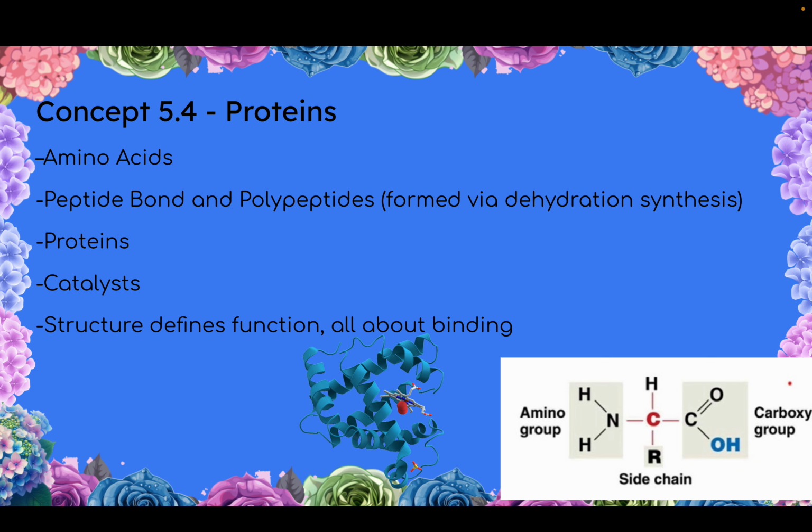A peptide bond is that bond between the carbon of the carboxyl group and the nitrogen of the amino group. So I think that's all you need to know for that. Also, by the way, the asymmetric carbon at the center of an amino acid backbone is called the alpha carbon.